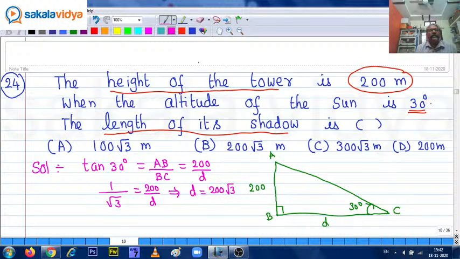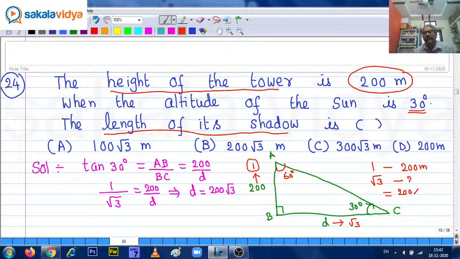So now, the super shortcut. What is the super shortcut? For 30 degrees, the opposite side is actually 1 unit. Obviously, the other angle will be 60 degrees, and opposite to 60 the side will be root 3. That means 1 unit is 200 meters. For root 3 units, how much distance? 200 into root 3, that is 200 root 3.